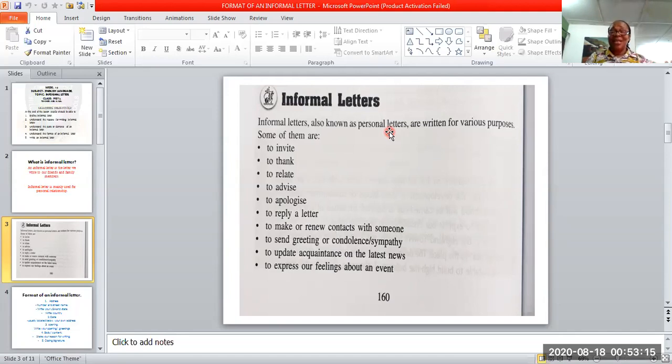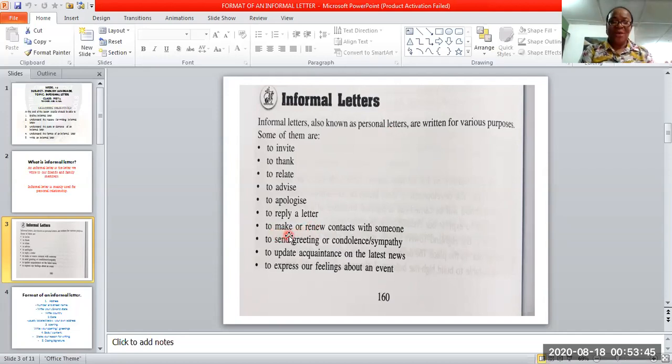We can write letters to advise our friends. We can write letters to apologize for what we have done, or we apologize on behalf of someone else. We can write a letter as a reply to the letter we received. Are we together? Are we clear?